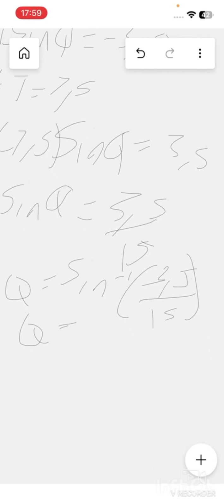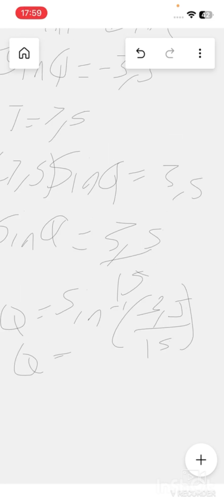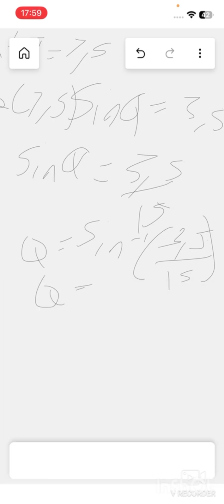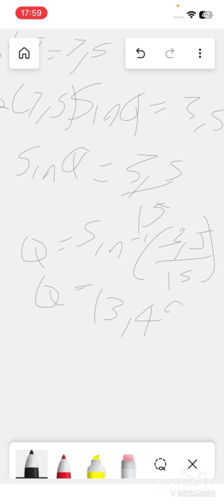Let's take our calculator and check. Sine inverse 3,5 over 18. Therefore, we're gonna have our theta as 13,49 degrees. I think we are done, but we are not done. Are we done? We are not done. We are done with theta, but we did not find the force of BA.